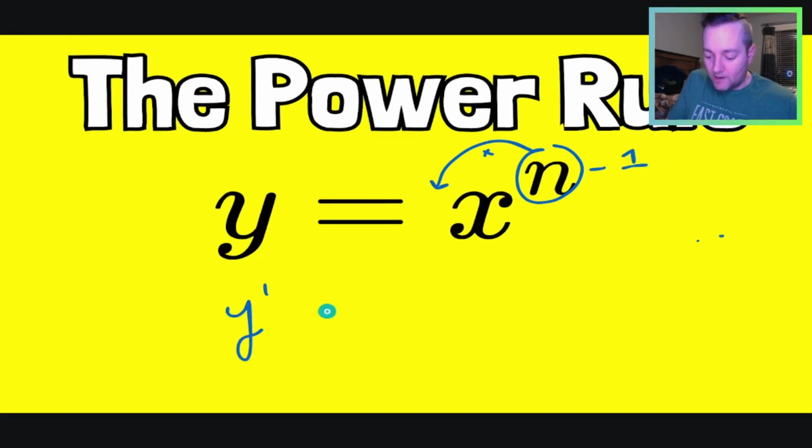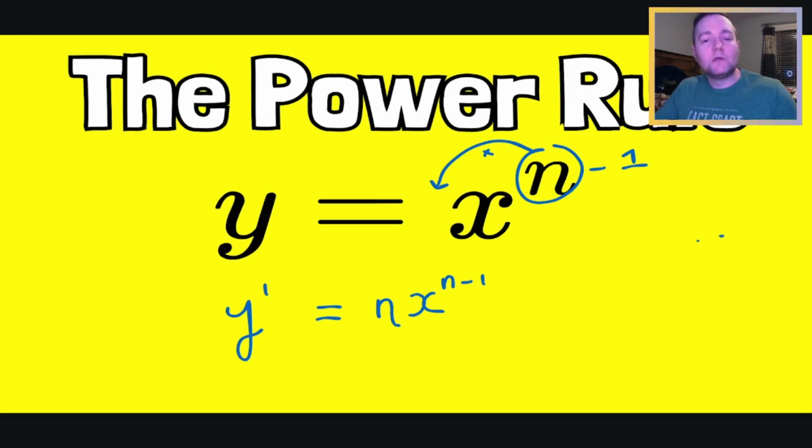So y prime, that means we took the derivative with respect to x, and we drop that n down in front, multiplied by the 1, like I mentioned, and then my exponent loses 1. So that's my general power rule, and that's probably how you'll see it written in textbooks. n x to the n minus 1.